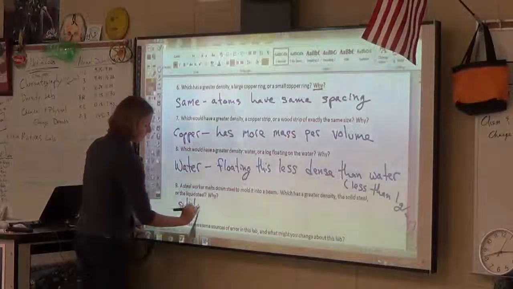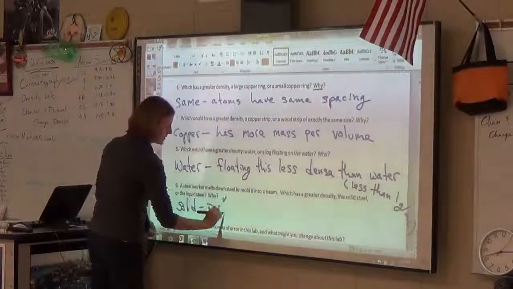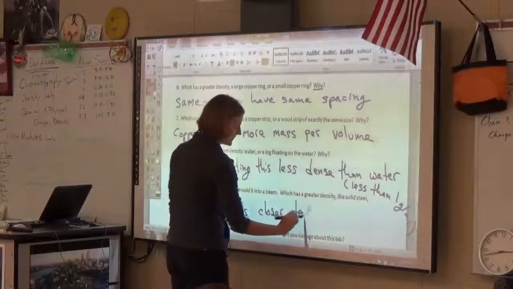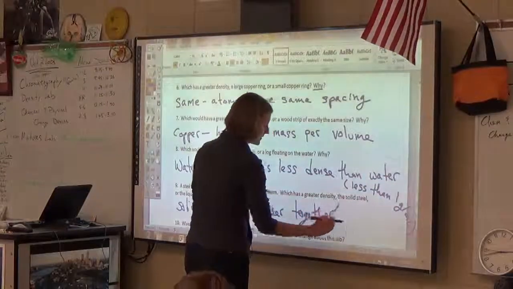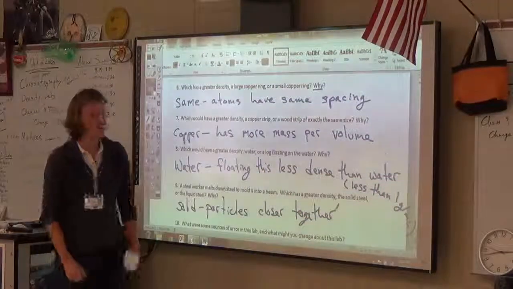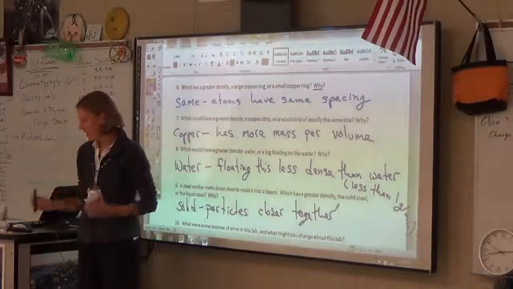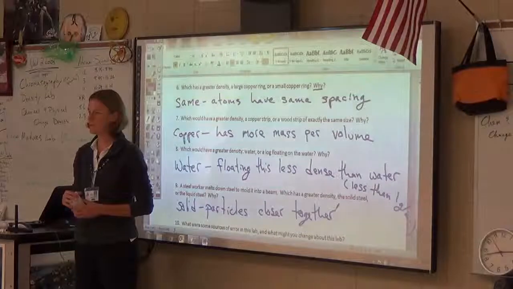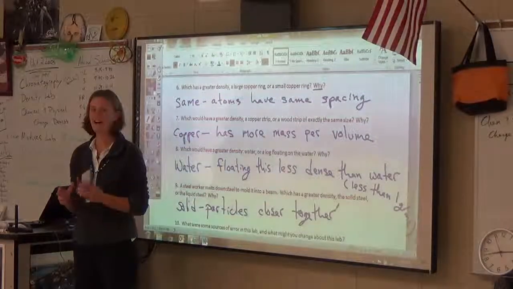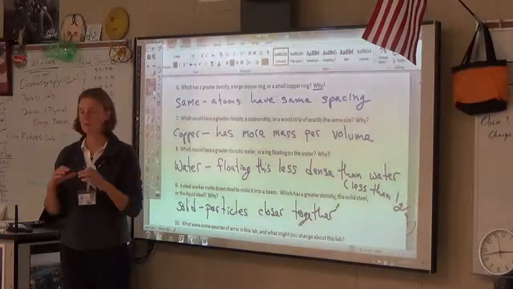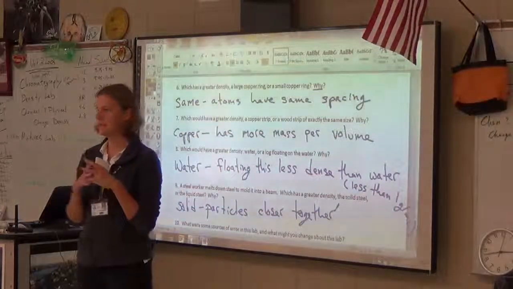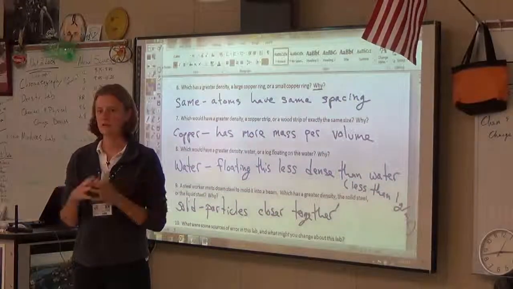And I'll put closer together, because we know that about solids. Now, what is the exception to that rule? Ice. Ice actually, the molecules in water form a geometric pattern that is less dense than water.